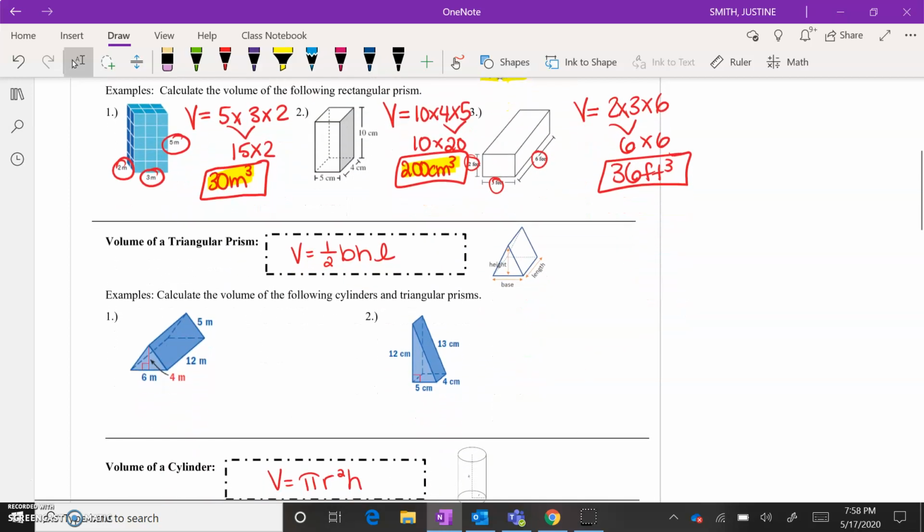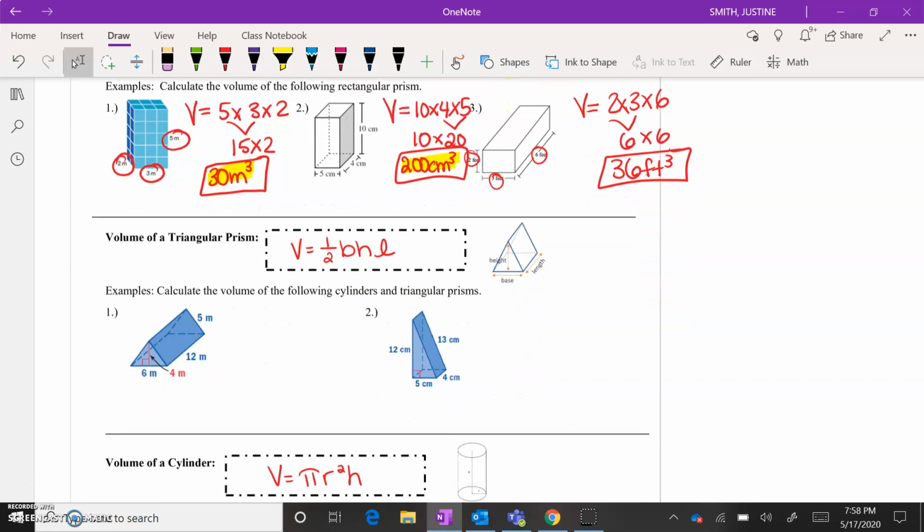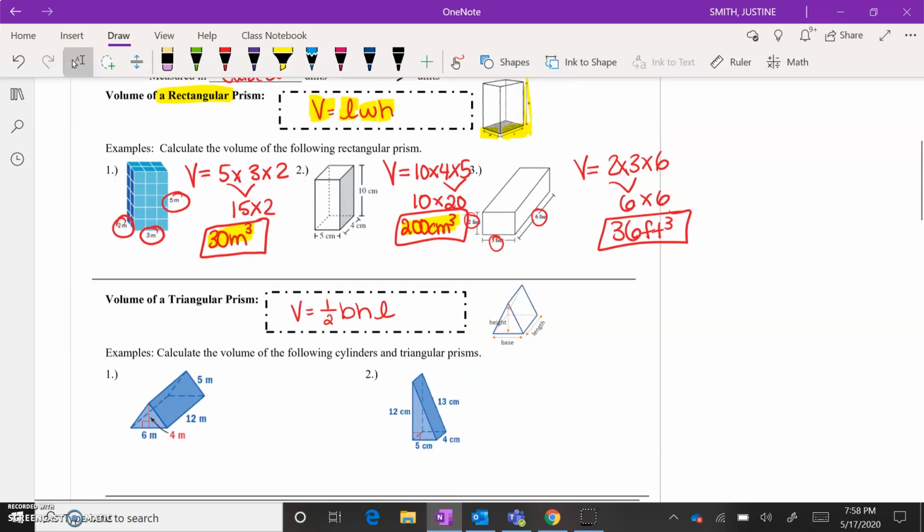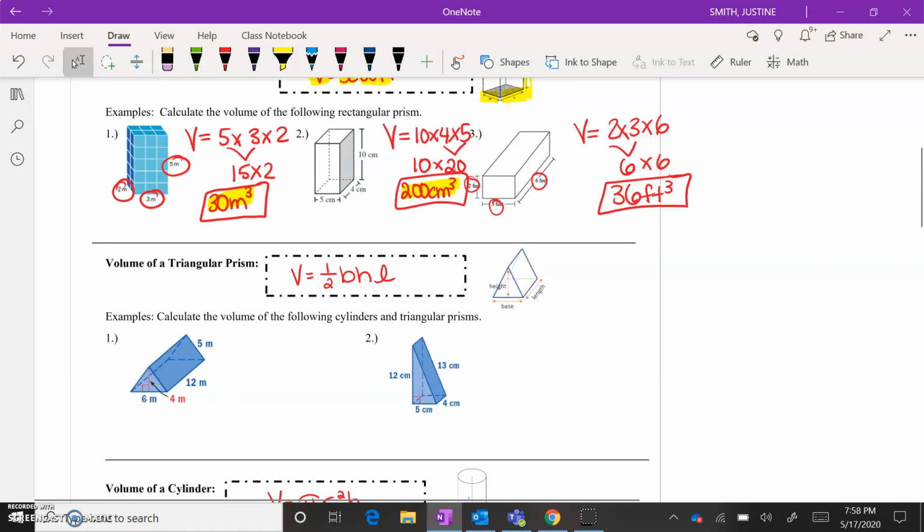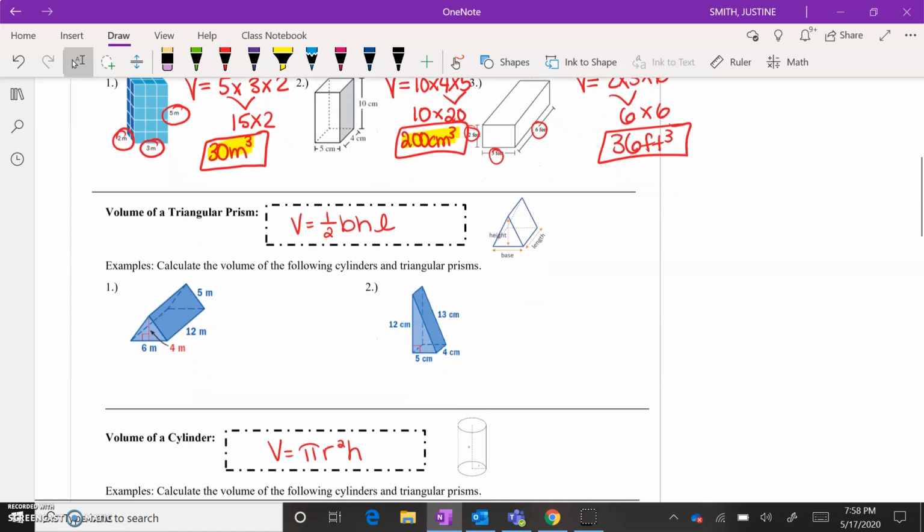We also have a different formula for a triangular prism. This is still base times height times length, but because it's a triangle as the base, it's half the base times the height times the length. For number one, we have the base of the triangle times the height of the triangle, and then times the length of the whole entire figure. This 5 is not anything that we would use in the formula. That's just the slant height, and it's not giving us any information.